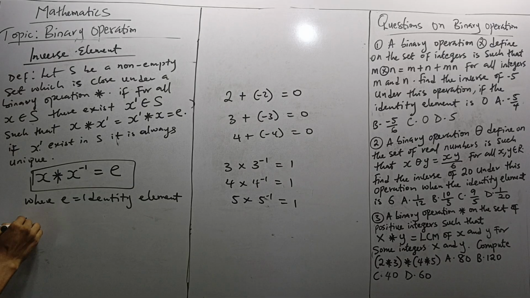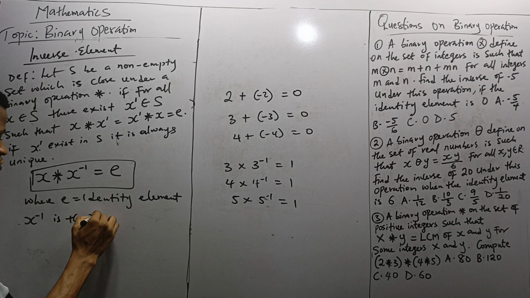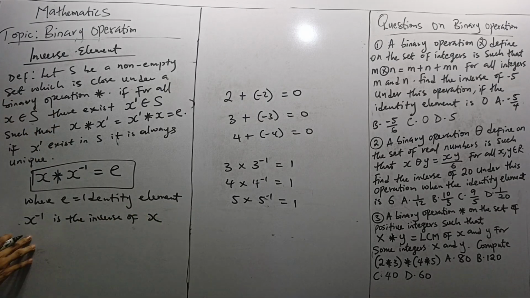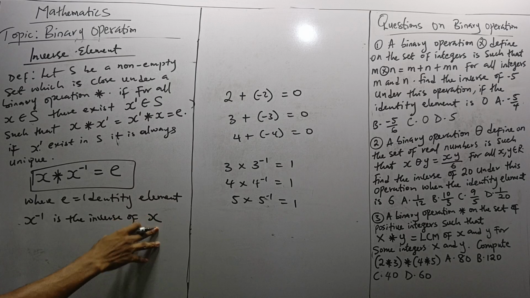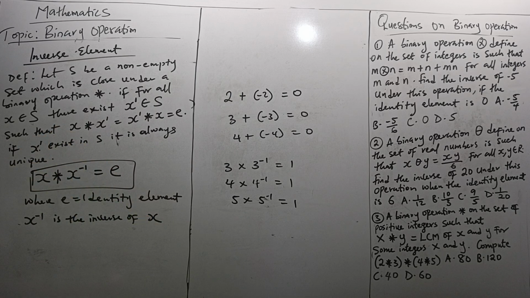and x to the negative 1 is the inverse of x. So whenever any element is combined with its inverse under a certain operation, it will always give you an identity or neutral element. So have it in mind. Now, x is also the inverse of this. All right. Forget the fact that we are taking this as the inverse of x, but x is also the inverse of its inverse.